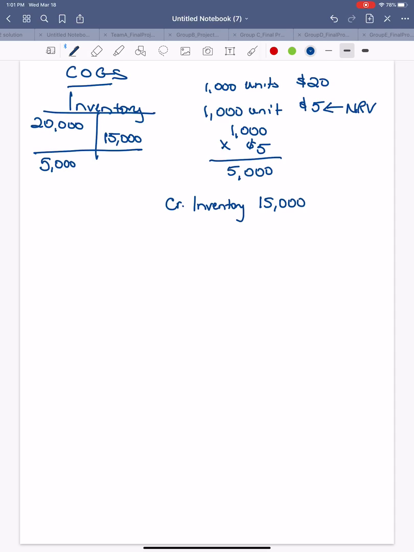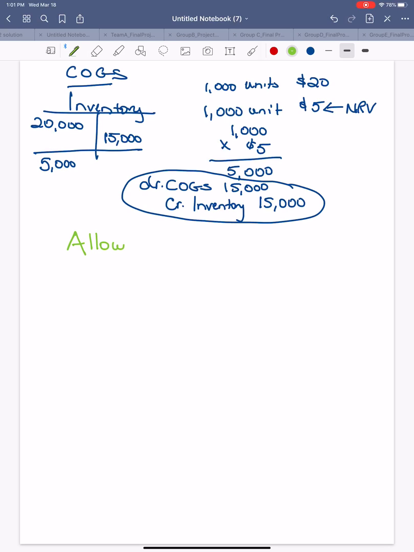Remember, the whole purpose of this is to bring the inventory down to net realizable value. Remember, if the inventory increases in value, as did toilet paper recently, you can't write it up. It's only if it goes down. Right? So that's our entry that we'll make to adjust for the net realizable value. Remembering cost of goods sold is an expense. All right, so next let me switch to green and let's do our allowance for doubtful accounts example.